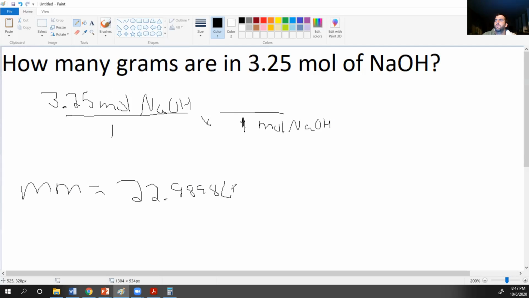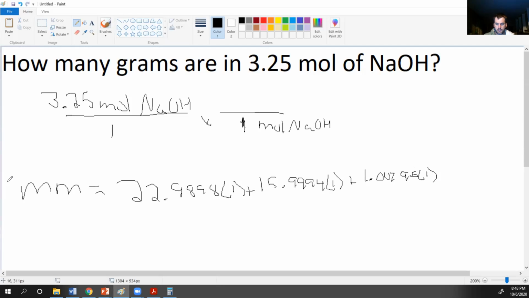So my molar mass of this is going to be equal to 22.9898 times 1 plus 15.9994 times 1 plus 1.00795 times 1. Most of it, I'm multiplying things by 1, so I don't have to worry about that. So my fewest number of decimals here is 4. My highest number is 5. But I'm going to need to have the same number as my fewest number of decimals.